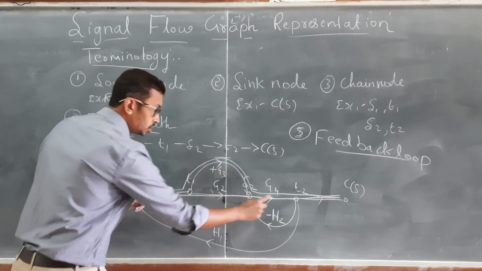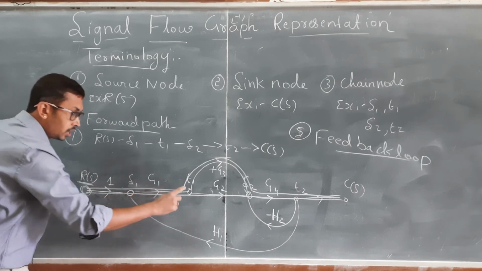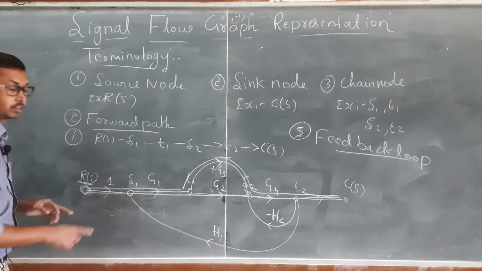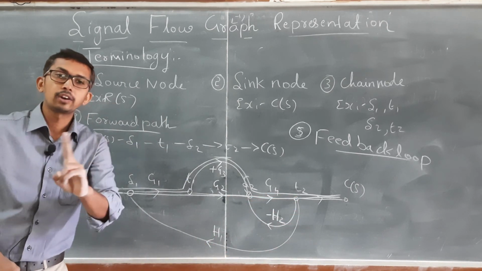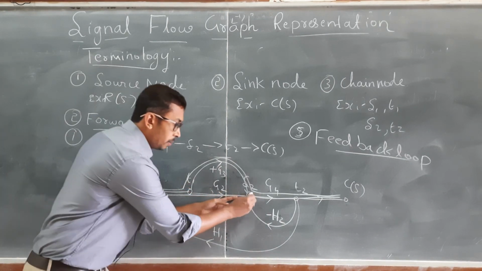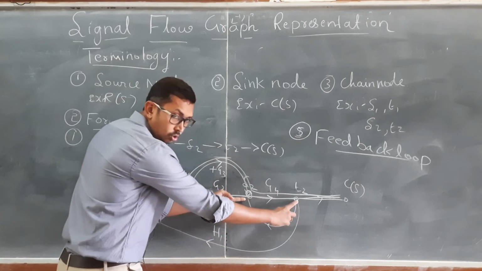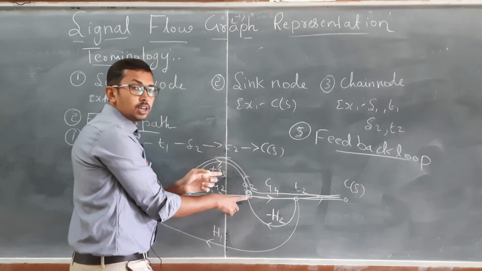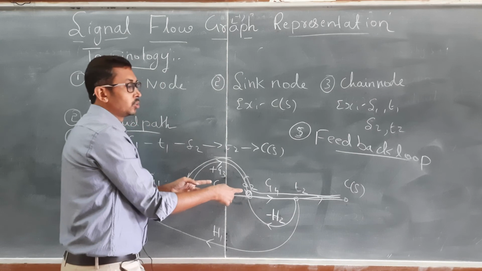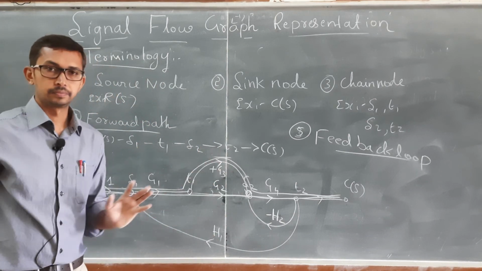S1, T1, S2, T2 and back to S1. This is one path. From S1, T1, going above S2, T2 and back to S1. From S1 we have two feedback loops. In the same way from S2, I can go to another node T2 and come back to S2. So S2, T2 and back to S2. This is another feedback loop.